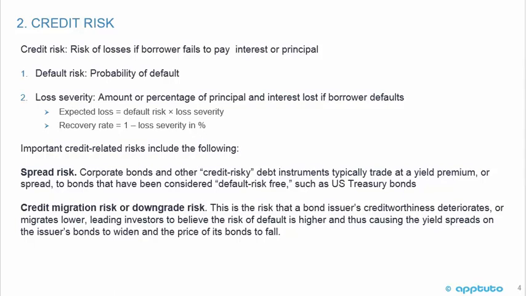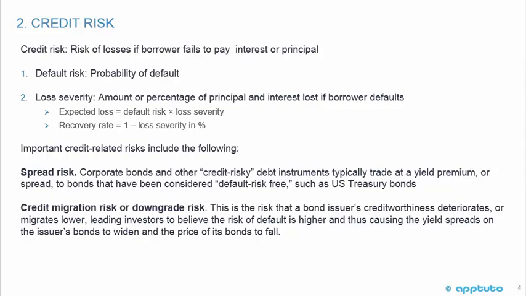So here we have a little calculation. The expected loss equals the default risk times the loss severity, and the recovery rate equals 1 minus the loss severity in percentages. So important credit-related risks include the following. 1 is spread risk: corporate bonds and other credit-risky debt instruments typically trade at a yield premium or spread to bonds that are considered default risk-free, such as U.S. Treasury bonds. Also, there's credit migration risk or downgrade risk.